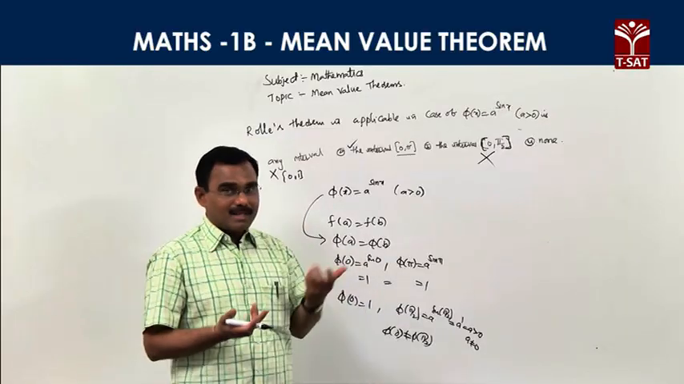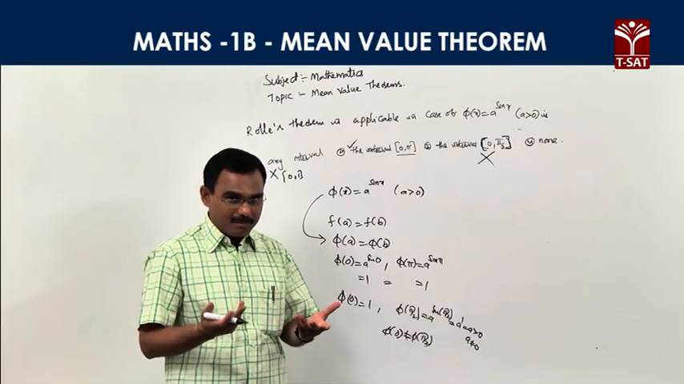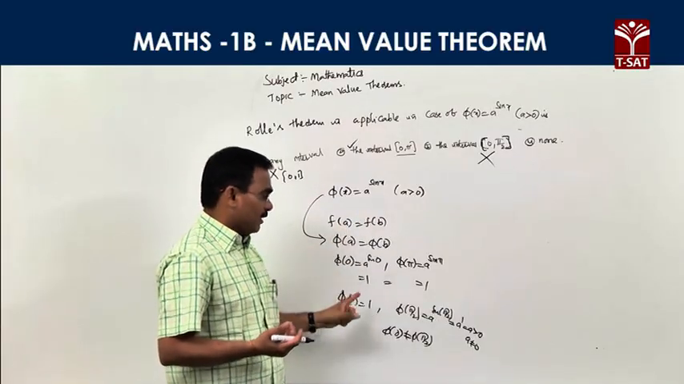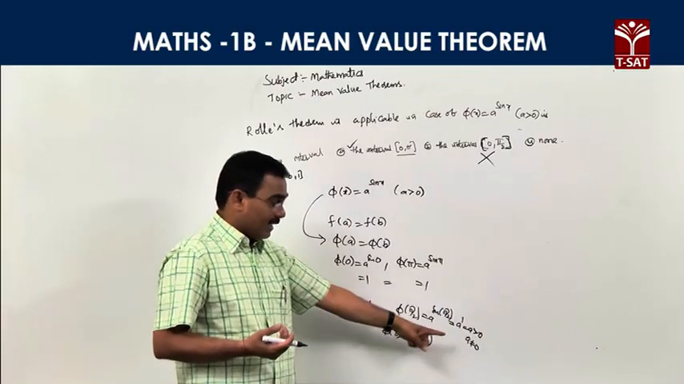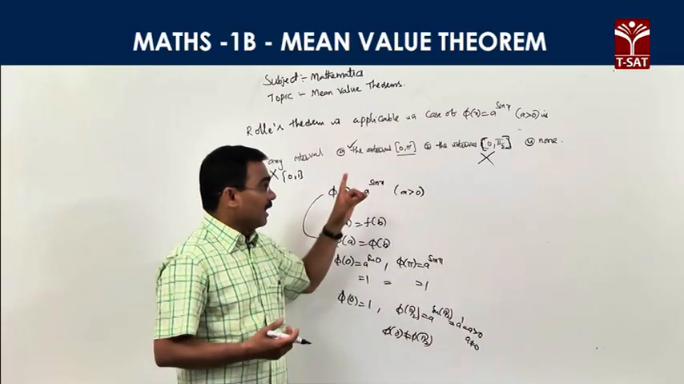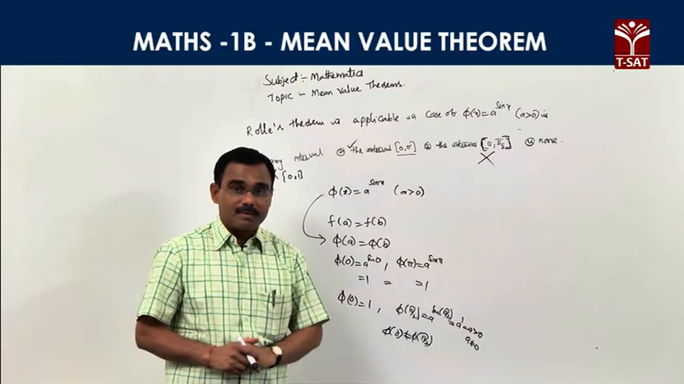Suppose you take the example 0 comma 1, that fails, not applicable. 0 comma pi is applicable, both values are equal to 1, that's why it is applicable. 0 comma pi by 2 is not applicable. Why? a is greater than 0, that's why Rolle's theorem is applicable in the closed interval 0 comma pi.